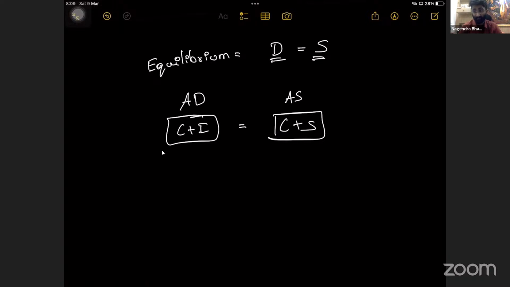In this case, what will happen? C gets cancelled. C is equal to C. That means I is equal to S. So I is equal to S. This is nothing but equilibrium.